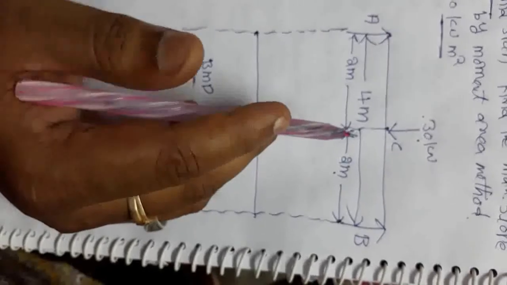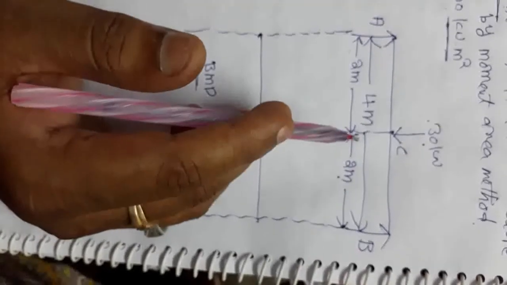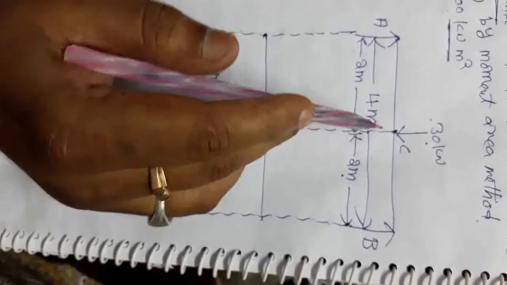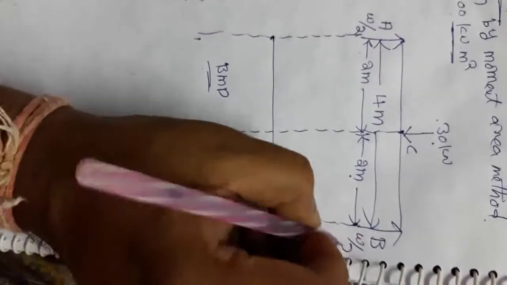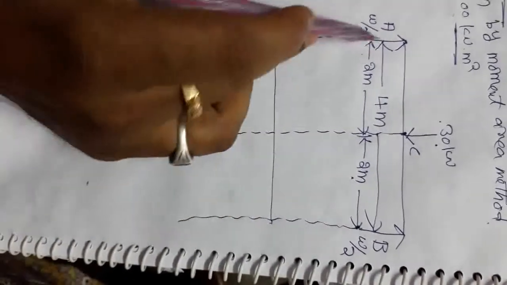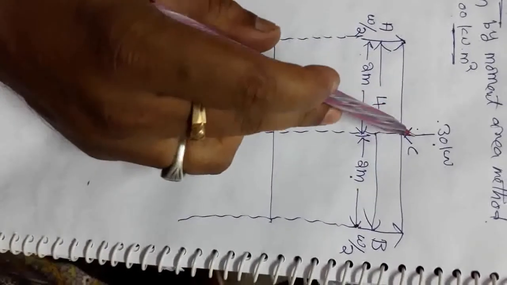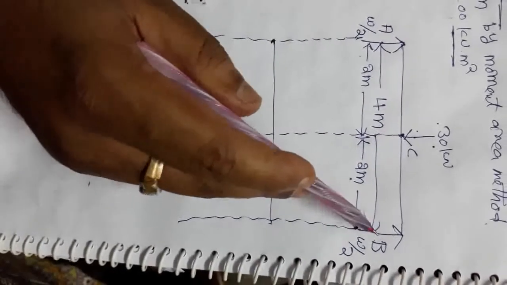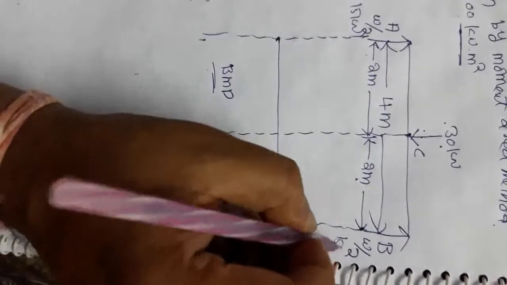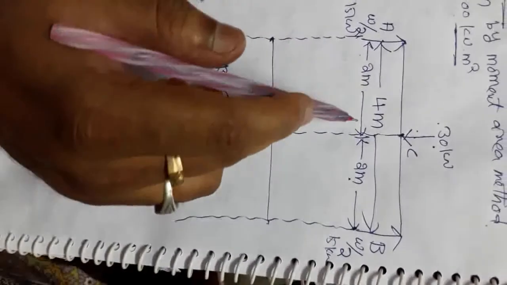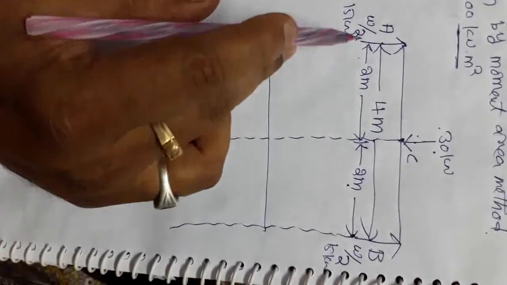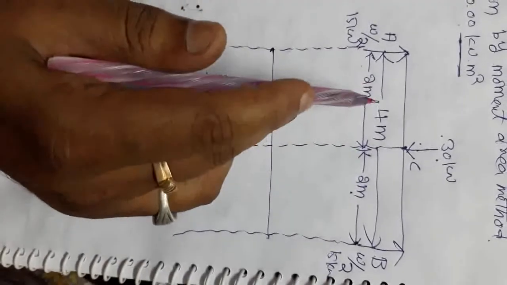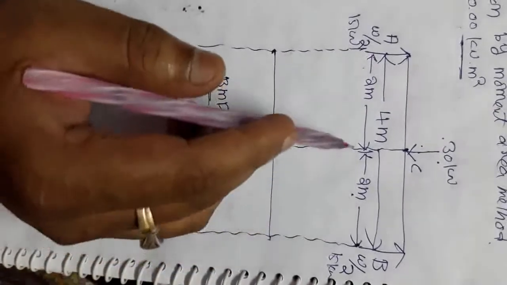In the derivation, you can substitute values: the reaction formula is W by 2 at A and B. Why? Because the load acts at mid span, so each support carries half the load. Half the load is 30 by 2, which is 15 kilonewtons at A and also 15 kilonewtons at B. The load is divided into equal parts, so A and B carry equal load.